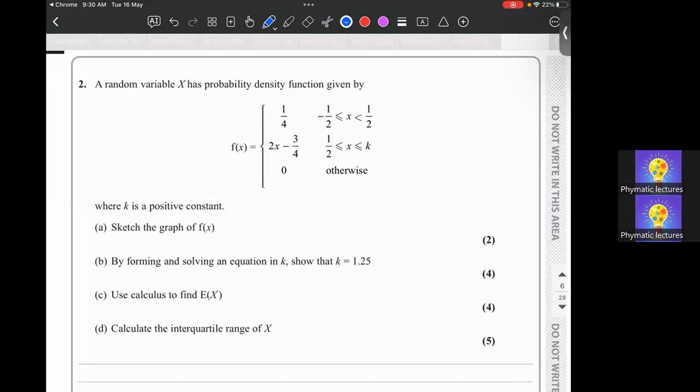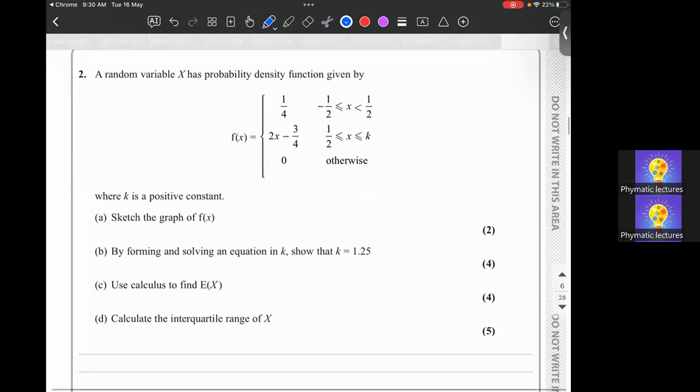Okay, so move to question number 2. In this question, a random variable x has a probability density function given by f of x is equal to 1/4 in between minus 1/2 to plus 1/2, 2x minus 3/4 in between 1/2 to k, and 0 otherwise. So underline the keywords.